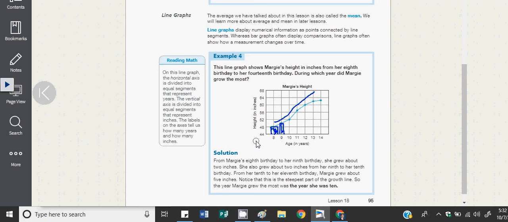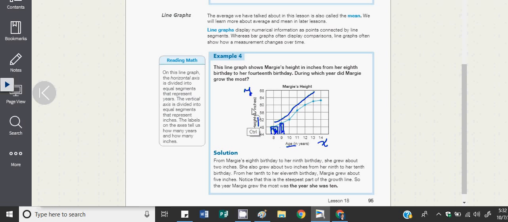In this case, what are we comparing? We got Margie's height. What over what? Y-axis is labeled in inches, her height. Okay, Margie's height compared to over the course of her age in years. Good label on the X, right? This is X-axis, Y-axis.